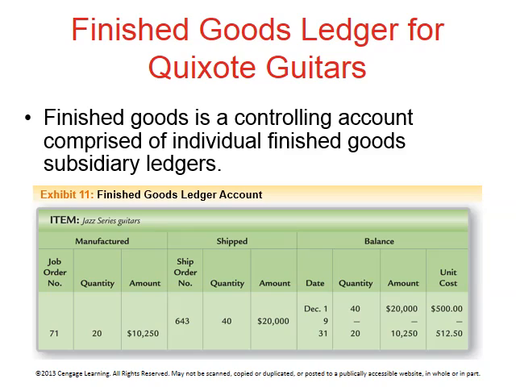If we look at our finished goods account, we see job order 71, 20 guitars, 10,250, which we talked about. So this just reconciles what finished goods we have on hand and ready for sale. On December 1st, we had 40 guitars finished. Then we go down to December 31st, that's our job 71. So we added 20 guitars at 10,250, and our cost per guitar was $512.50.